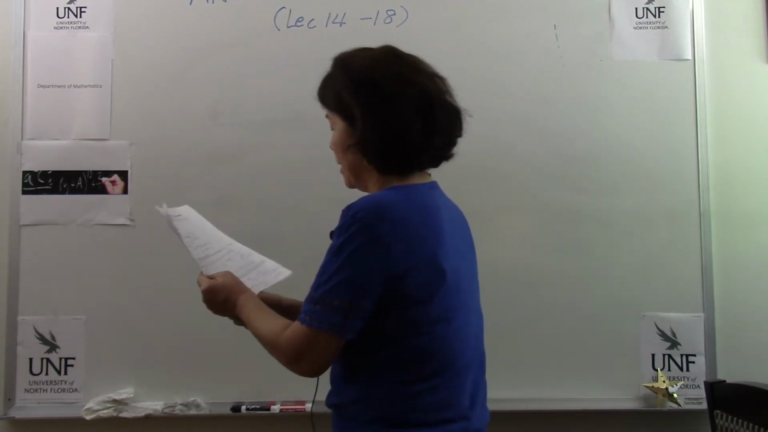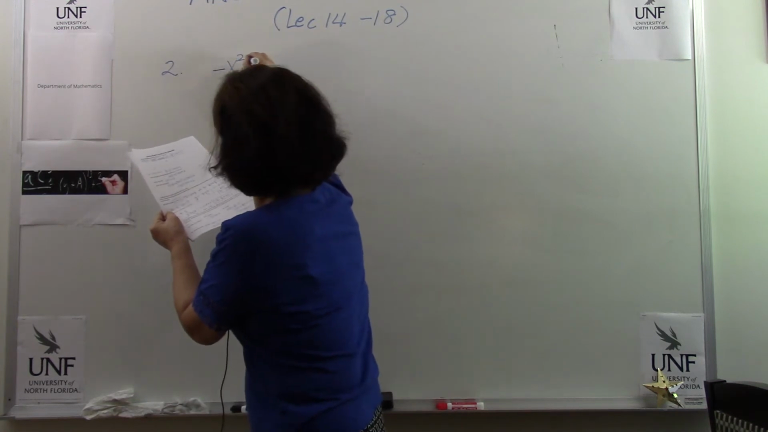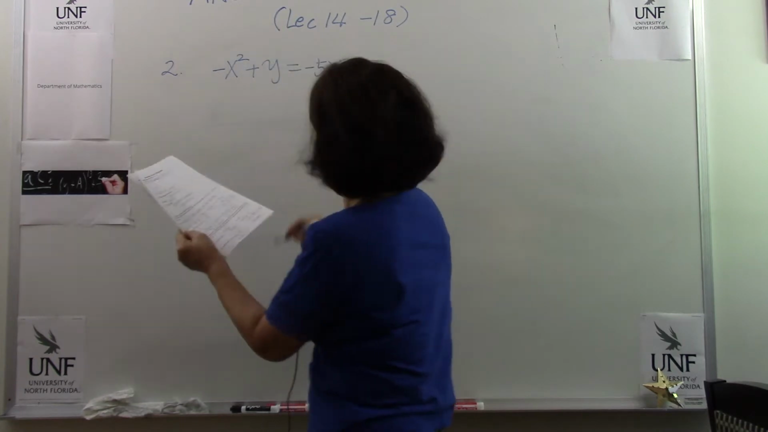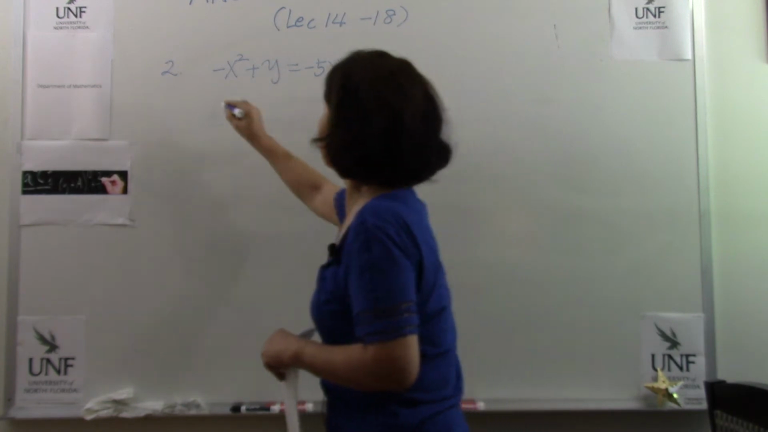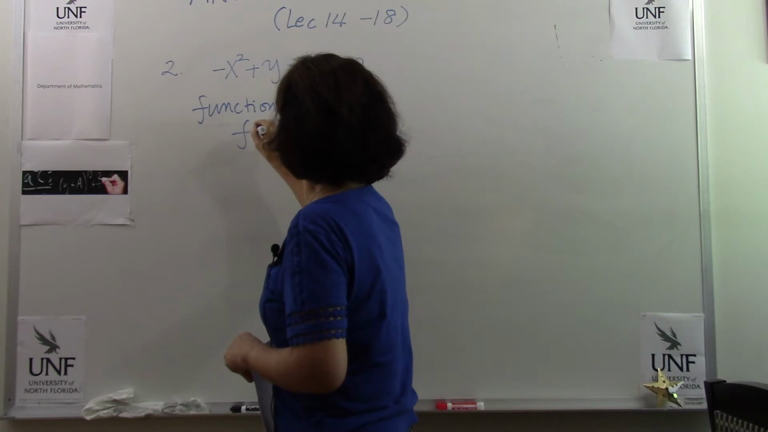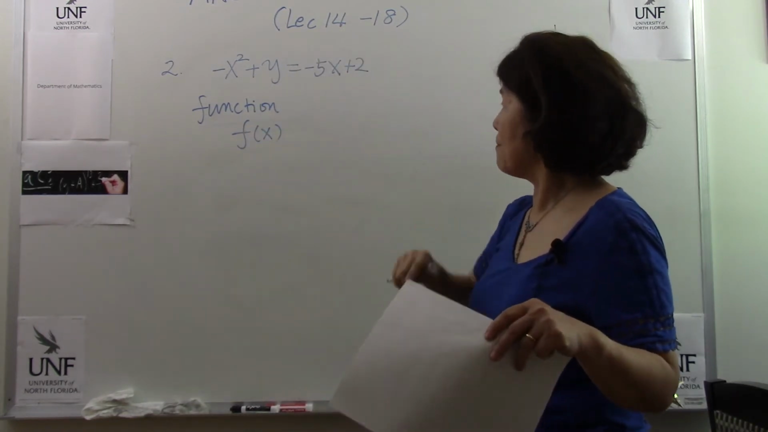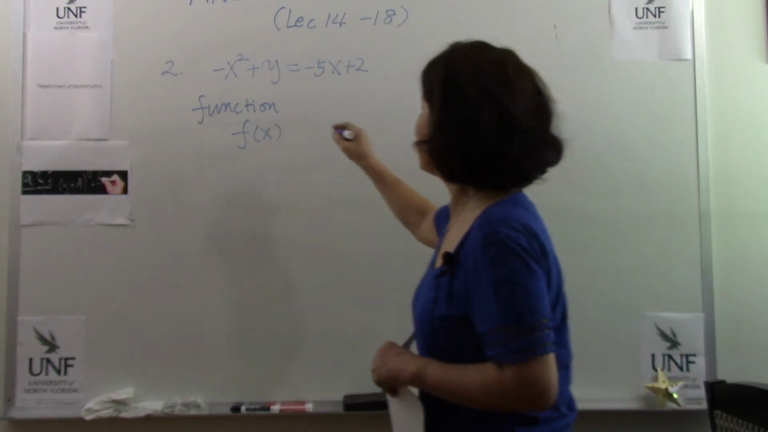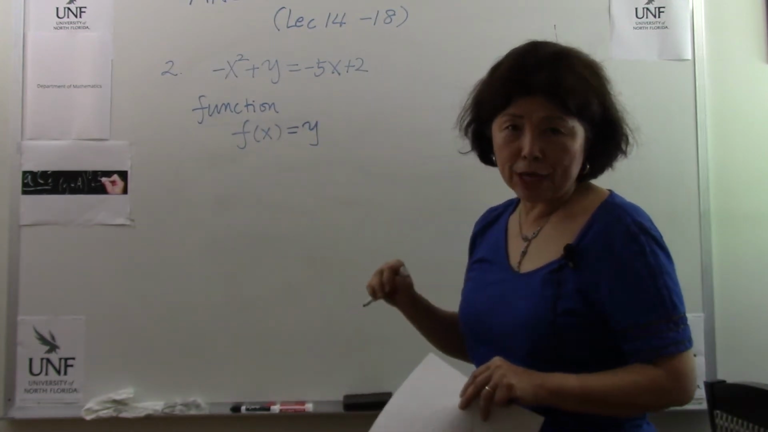The next one is number 2. Let minus x squared plus y equals minus 5x plus 2. Rewrite the equation using function notation. What is function notation? Function notation means we are going to use f of x. Well, there is no f of x in the given equation, so what do we mean by that? We know that f of x and y are always interchangeable.